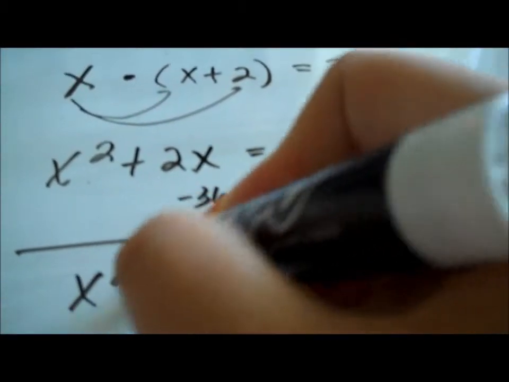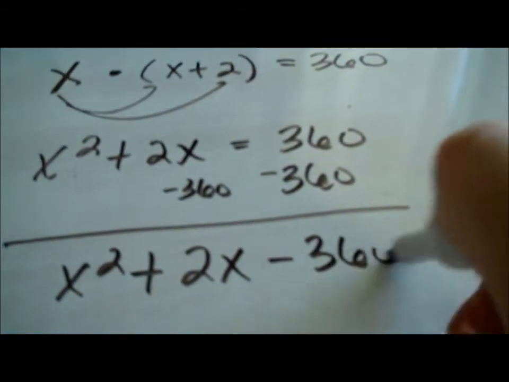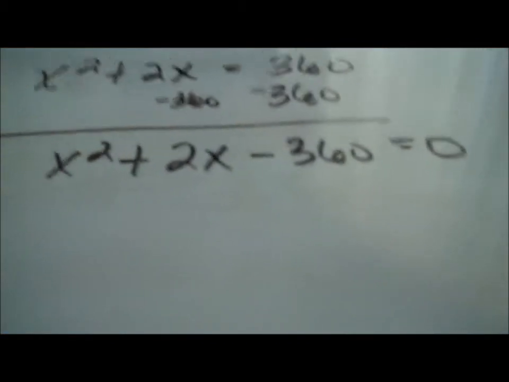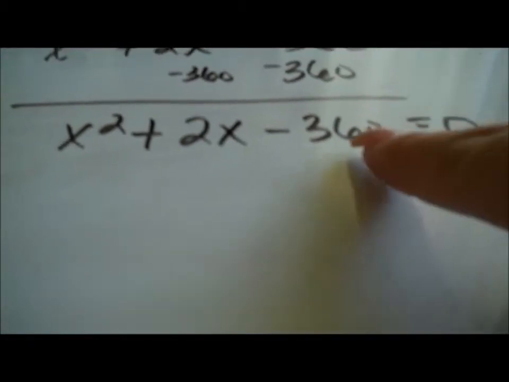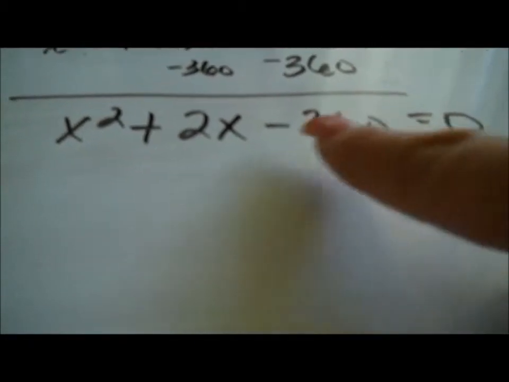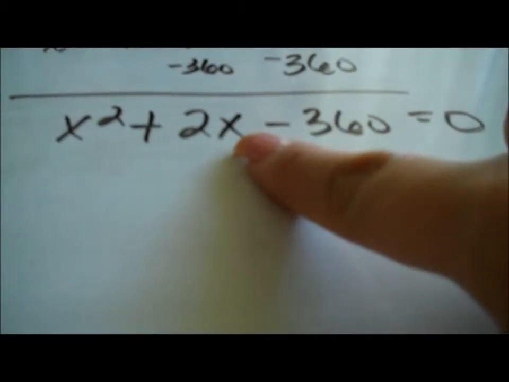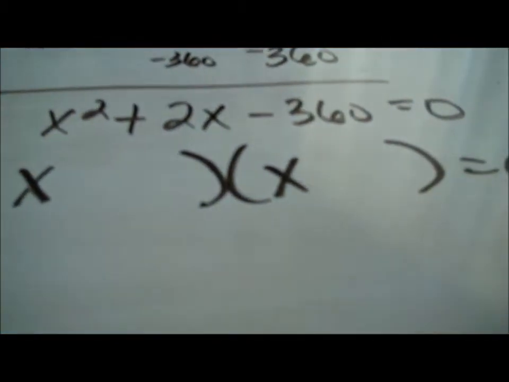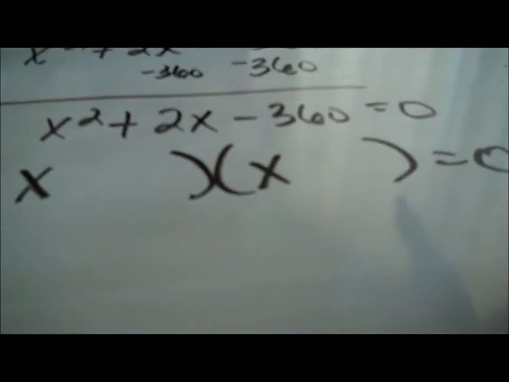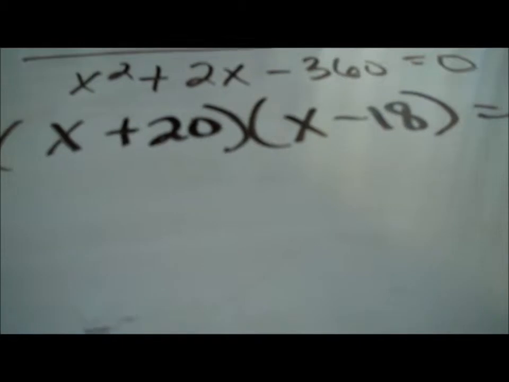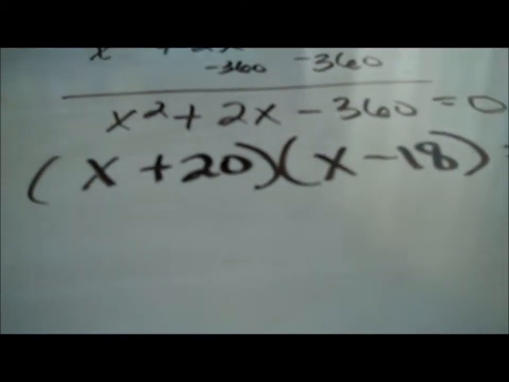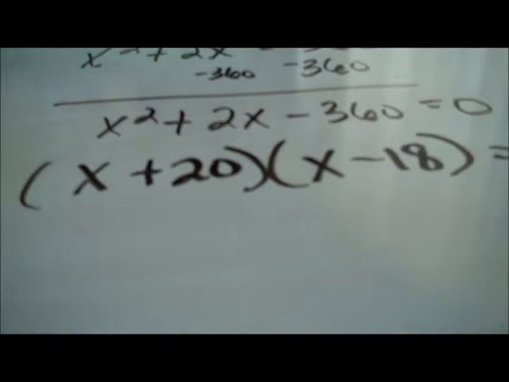So I have x squared plus 2x minus 360 equals 0. Again, I need to factor this. So I need to find factors of 360 that subtract out to 2. So those are going to be 20 and 18. We want a positive 2, so that's a positive 20 and a negative 18. 360 is a big number, but just use your divisibility rules. That's what they're there for, and then go from there.